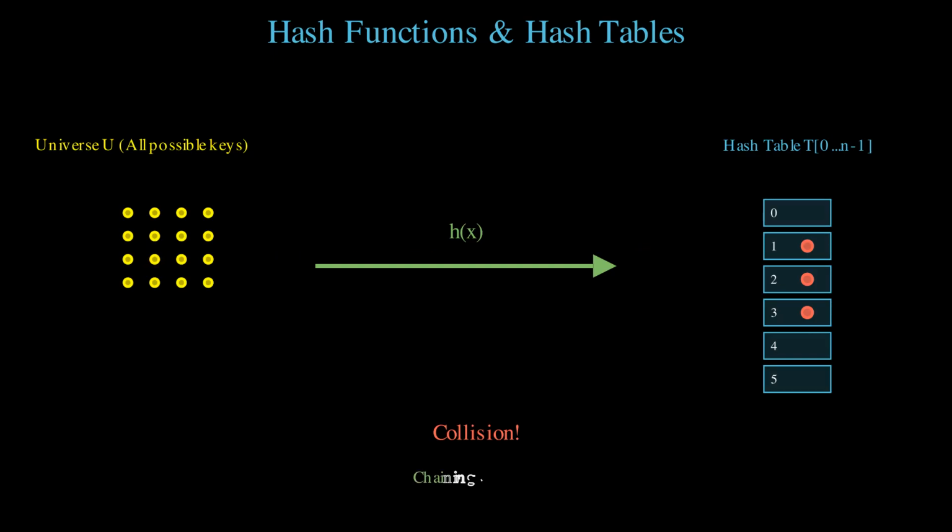One elegant solution to collisions is chaining. Instead of having just one item per slot, we create a linked list that can hold multiple keys that hash to the same location. This demonstrates the fundamental principles of hash functions and hash tables, efficient mapping from a large universe to a compact structure with smart solutions for handling collisions.